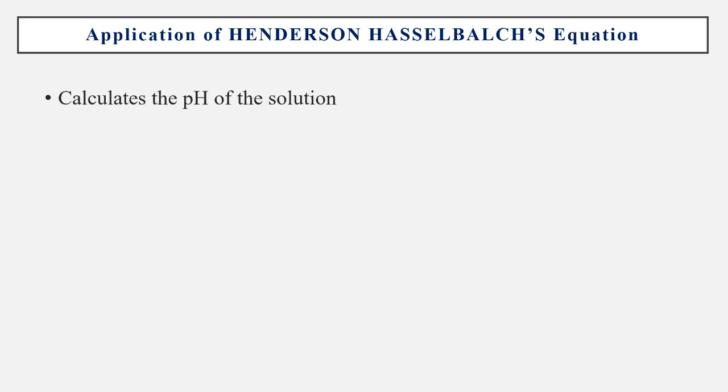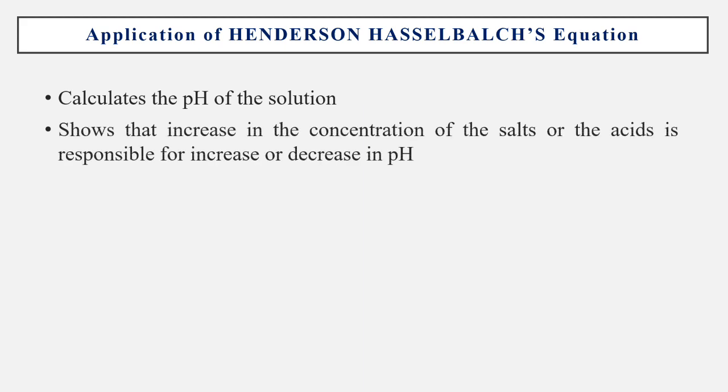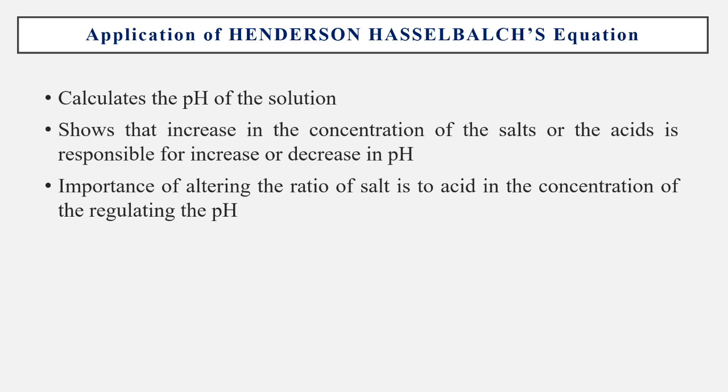Applications of the Henderson-Hasselbalch equation. This equation is used to calculate the pH of a solution, and it shows that an increase in the concentration of salts or bases is responsible for an increase or decrease in pH. It shows the importance of altering the ratio of salt to acid in regulating the pH. These are the uses of the Henderson-Hasselbalch equation.